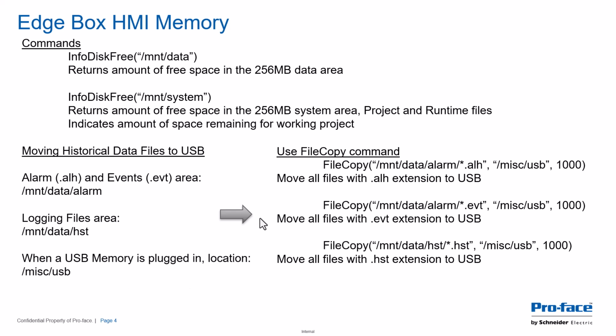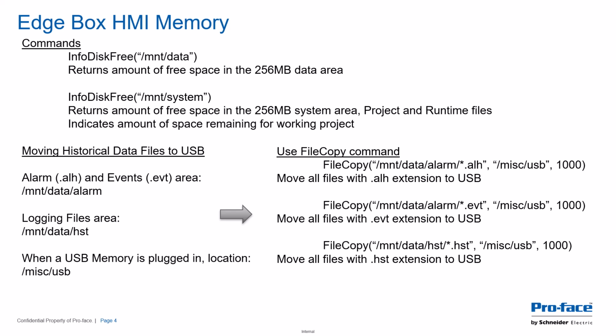So what we end up with in that case is, when we use the file copy command, we're saying this is the folder I'm looking at. I'm saying give me all files with this extension, and then move it to the USB stick. And then this 1000 here is just a timeout, just to have that in there for the command. And you could see for the other ones also.